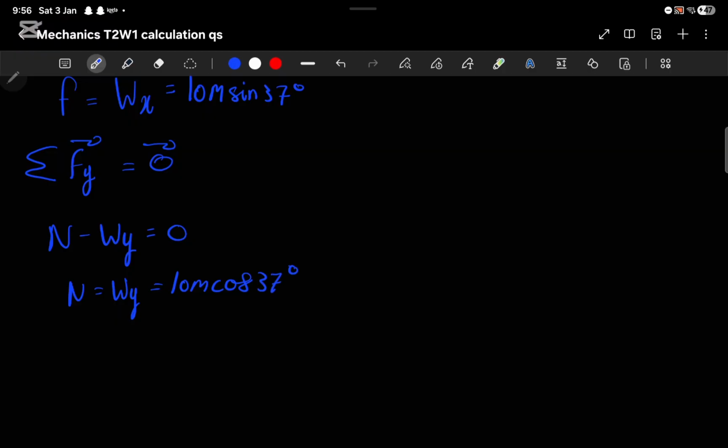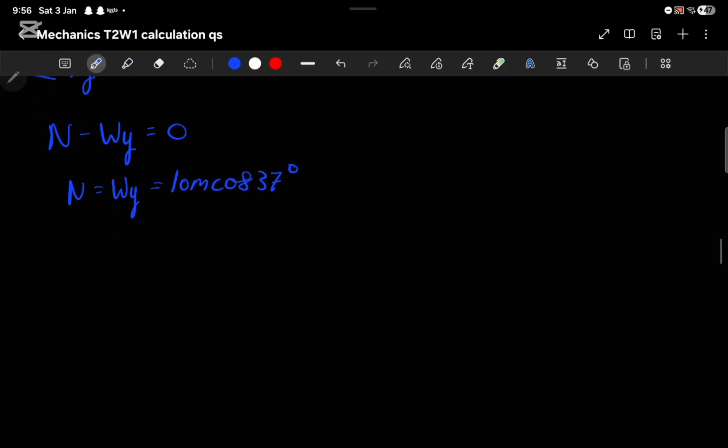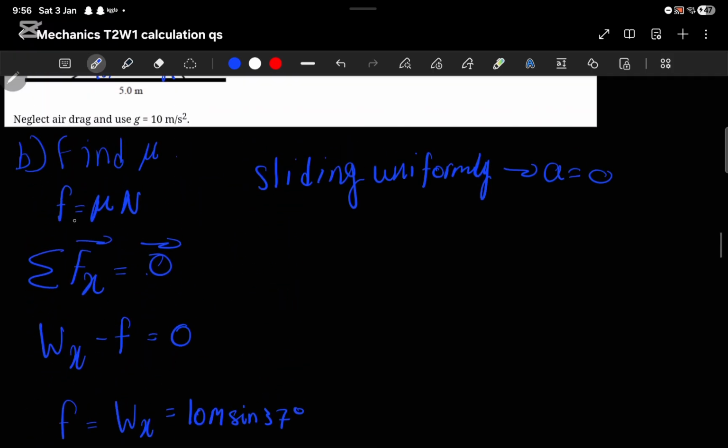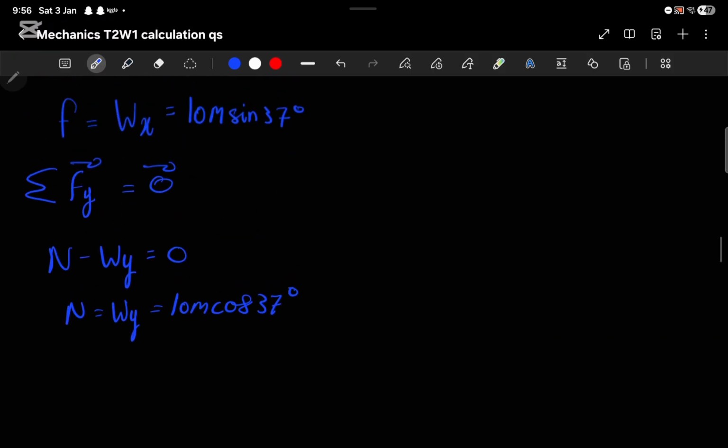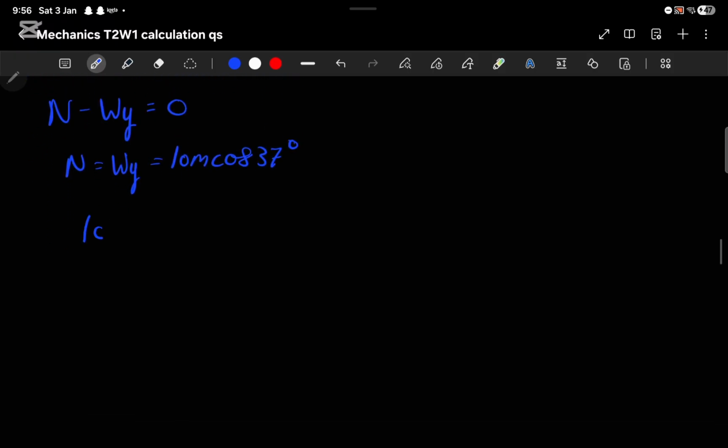Now, we're going to go all the way back to the first thing we wrote. What is it? F equals mu N, right? So F equals mu N. F was what? 10m sine 37 degrees. Okay, mu N is what? 10m cosine 37 degrees.